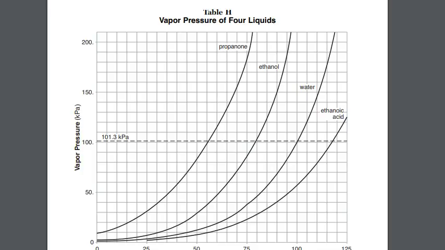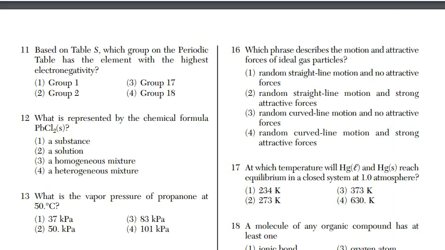So I find my 50 line and I go up. I see where it crosses the propanone curve, and then I go ahead and I read it here. All right, so on the y-axis here for vapor pressure, it's going up every 10, so 50, 60, 70, 80, just around 80 kilopascals, maybe a little bit more. I'm going to go ahead and go back to my choices now. And the closest to the 80 is the 83 kilopascals.